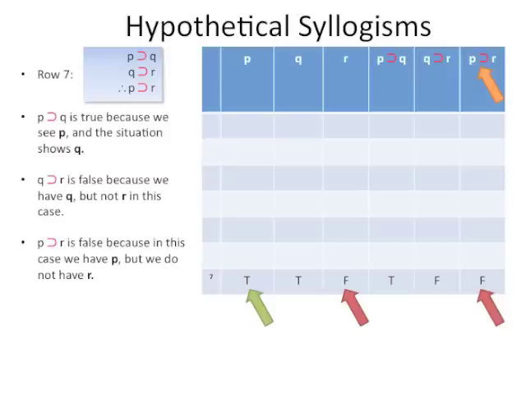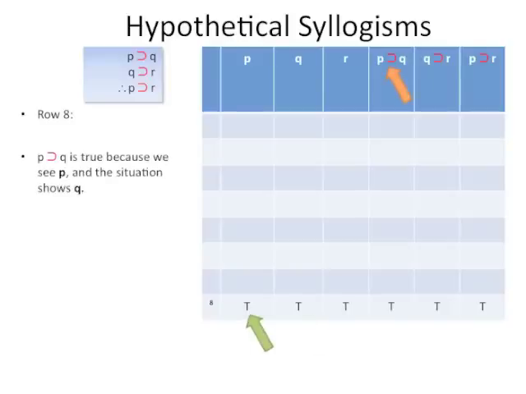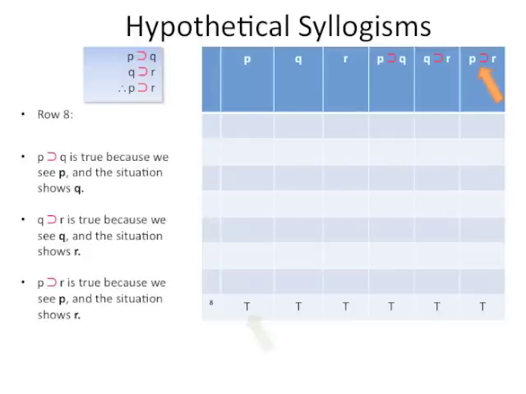Now let's look at our last row. Our last row, row 8, if P then Q is true because we do see our P, we do get our Q, and therefore we get our if P then Q statement being verified. If Q then R is true, because we see Q and the situation shows R. And if P then R is true, because we see P and the situation also shows R. And so therefore our statement if P then R also follows to be true.